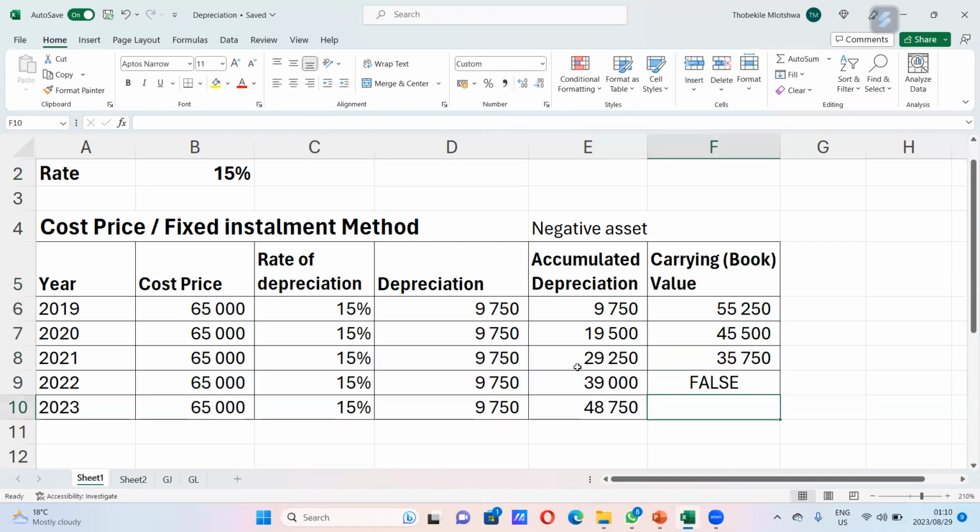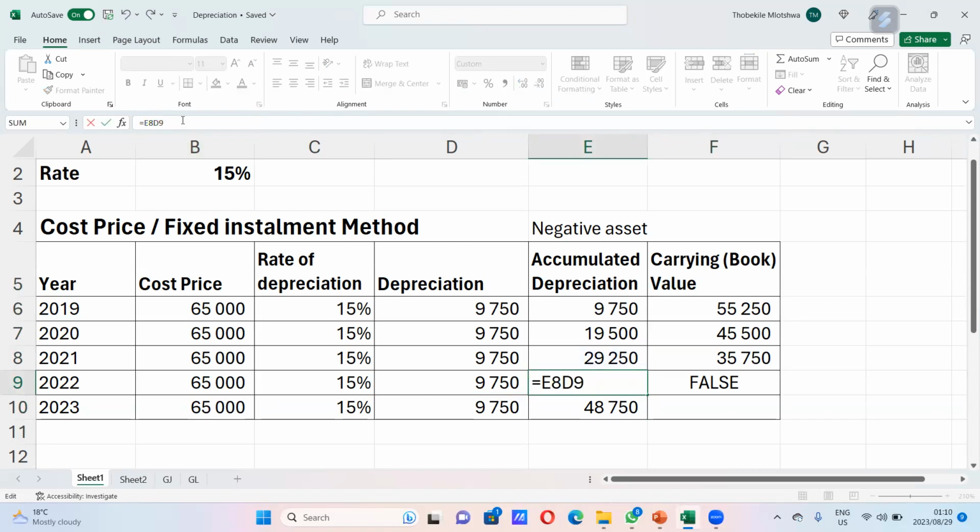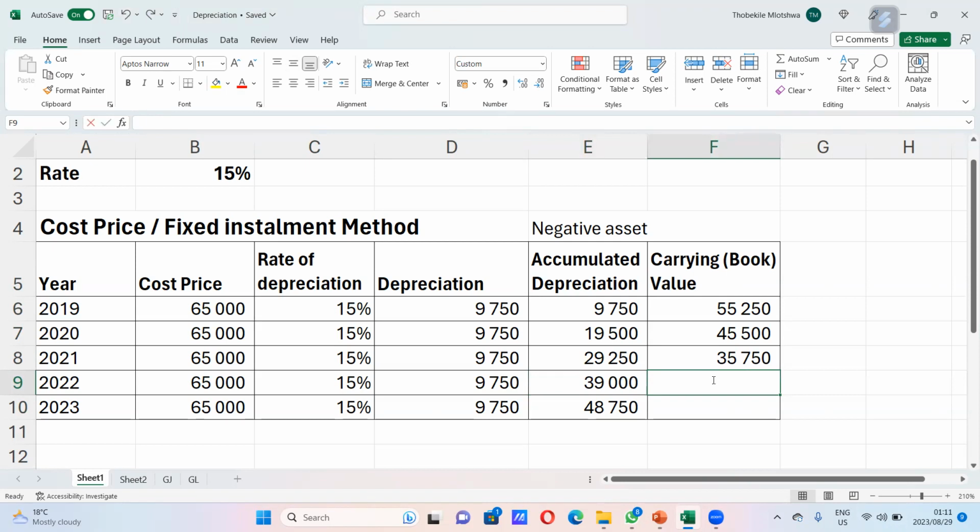And then year five, oh, what did I do? Let's start over. Cost price minus accumulated depreciation. That's fine. Let me just make it easier and start over. So this one will equal cost price minus accumulated depreciation. And then this one is equal to cost price minus accumulated depreciation. So at the end of year five, this is what the car is worth now, not all of this.